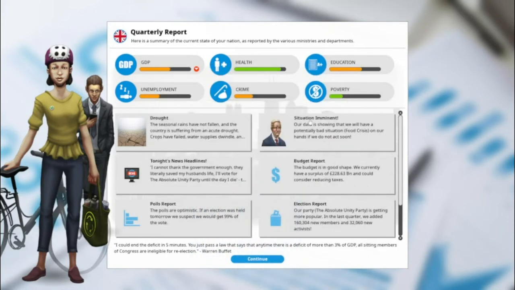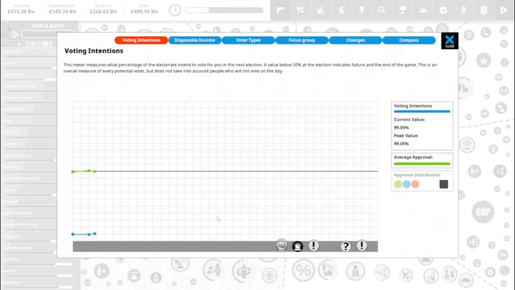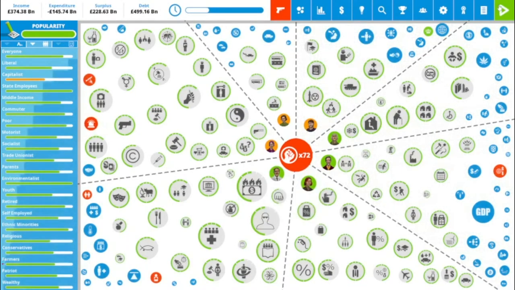Right, we're not going to fix these crises deliberately, to see if there is anything which will stop our popularity, because absolute unity, they're voting for us because of organ donation, because our popularity is way up there. Do we even actually have to do anything? Look at that, 72 political capital, we could literally do anything. But we're choosing not to.